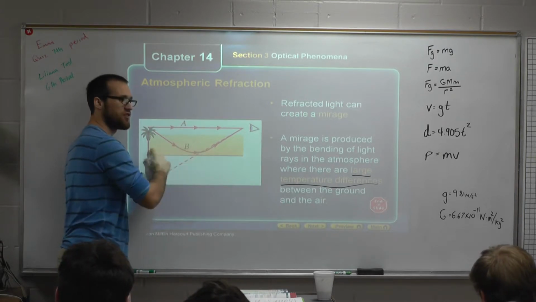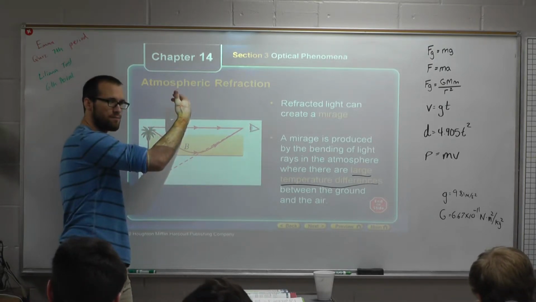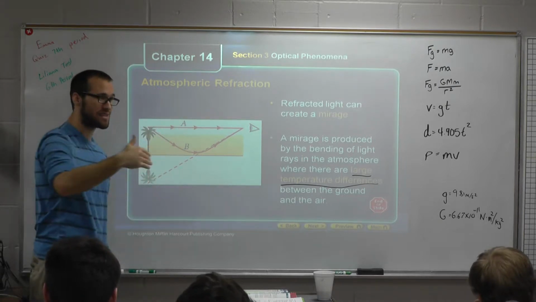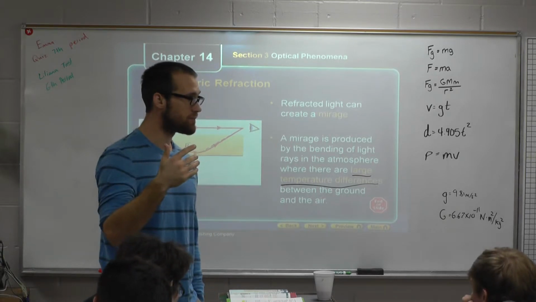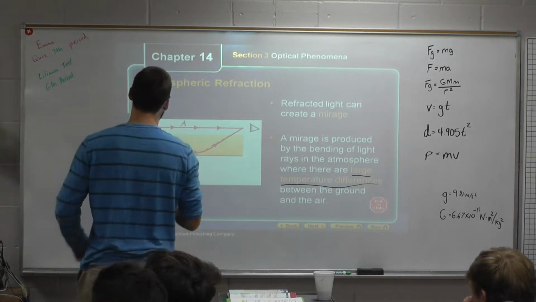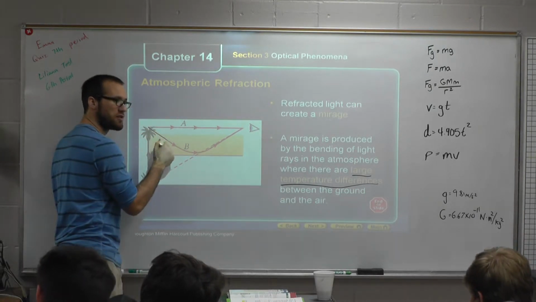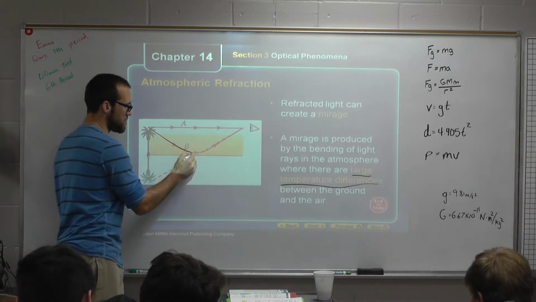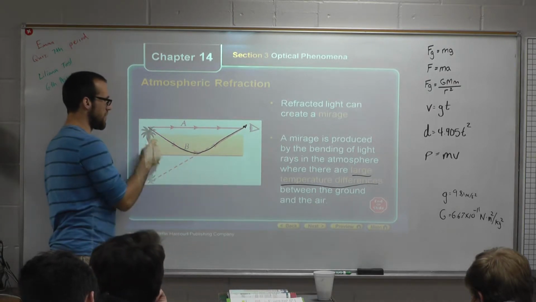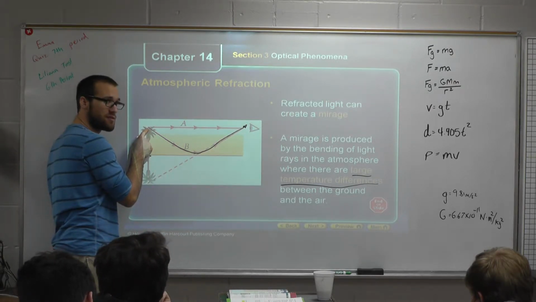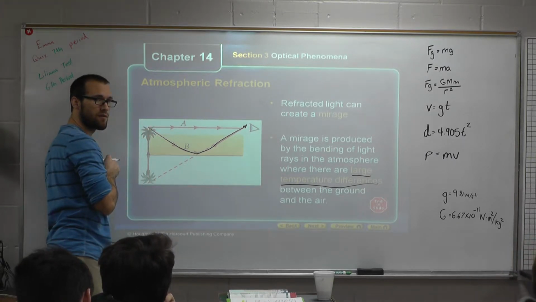So the atmosphere right by the surface of the sand is warmer than the atmosphere above it. Light bends more when you've got a high temperature. So light hits the top of this tree, comes down and starts to bend because it's warmer near the surface, and then your eye sees it. Basically, your eye sees light coming from the same point from two different angles.